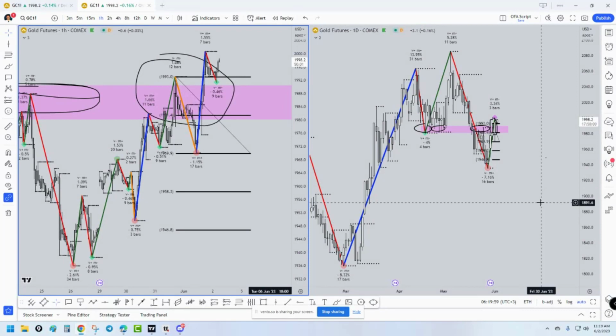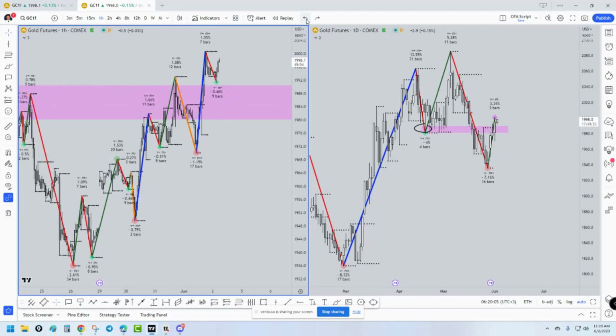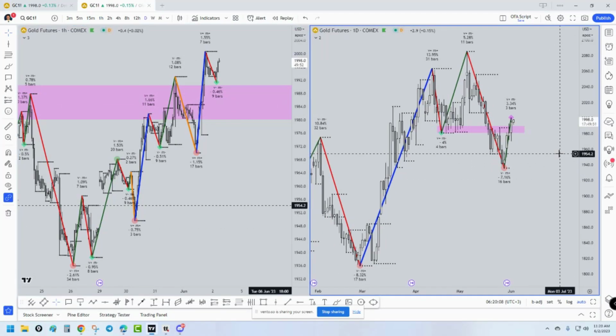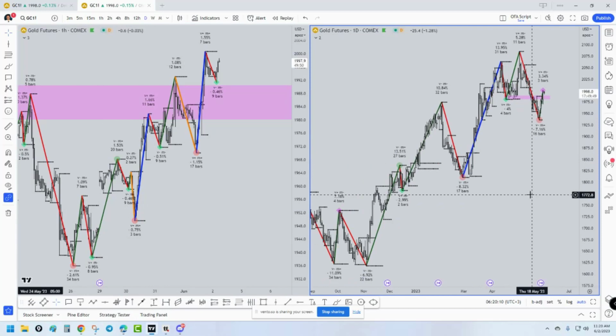All right, traders, I'm going to be touching on the next market. This is gold. Let me first clear some of the paintings that I previously made in this chart. Gold is an interesting chart because ever since late last year, it's been printing higher highs and higher lows as per the OFA applied to the daily.